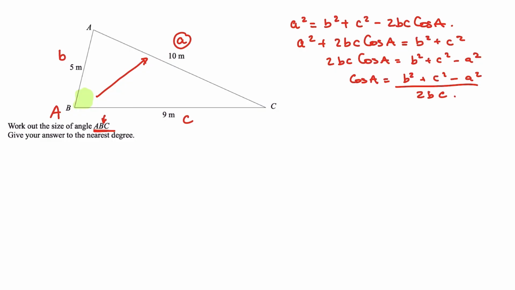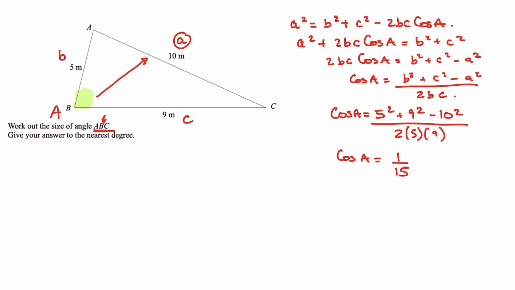I've rushed that bit because we already went through it, but by repetitively doing this, we will get used to it and you'll be able to memorize the cos A formula very easily. Now if you substitute it in, cos A will be equal to 5 squared plus 9 squared minus 10 squared, over 2 times 5 times 9. If you put this in a calculator, cos A will give you a value of 1 over 15. Of course, this answer is simplified.